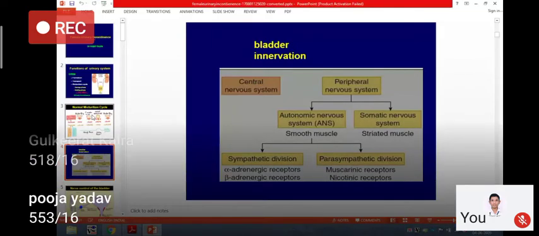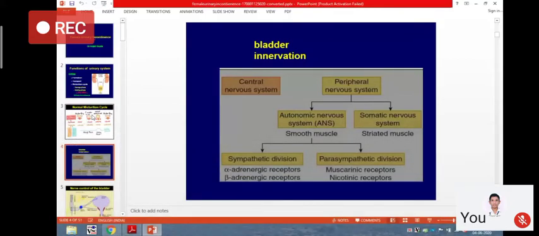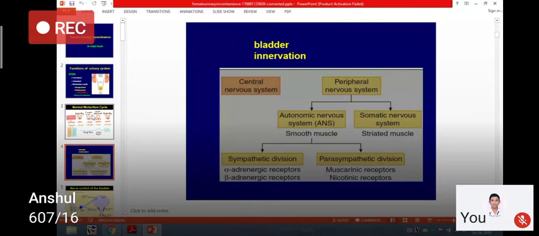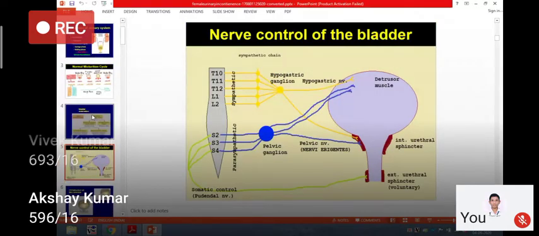So whenever the sympathetic system is in action, there is sphincteric action because the sphincter is contracted, and beta adrenergic receptors are present in the bladder. So during the time of bladder filling, the sympathetic nervous system is active. And the parasympathetic system is responsible for detrusor contraction and the voiding of urine. It has been shown that the parasympathetic nervous system comes from S2, S3, S4, while the sympathetic from T10 to L2.